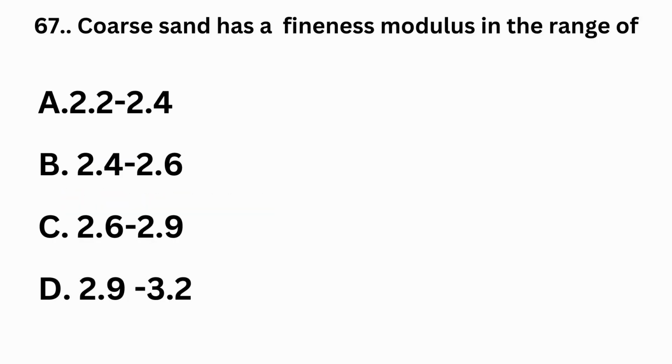67. Coarse sand has a fineness modulus in the range of A. 2.2 to 2.4, B. 2.4 to 2.6, C. 2.6 to 2.9, and D. 2.9 to 3.2. And the right answer is D, 2.9 to 3.2. Fineness modulus is a numerical index of fineness giving an idea about the mean size of the particles in the aggregate.